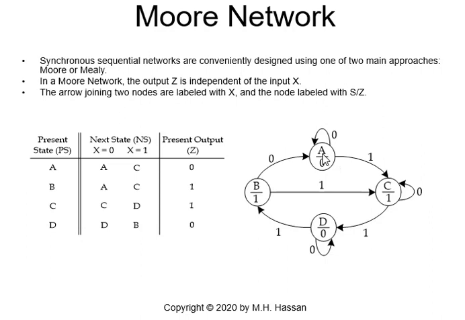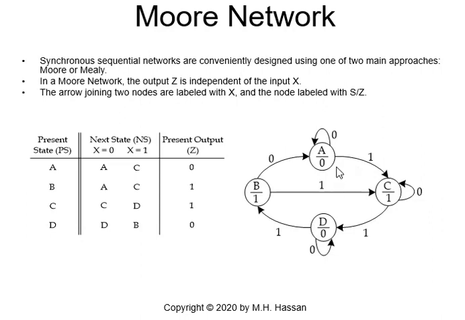We will have the name of the state inside this node. In the Moore network, since the output does not depend on X, in the node we have the name of the state slash the value of the output. And the arrow joining two states will be labeled with the value of X. So this X will cause the change of the network from one state to another state.